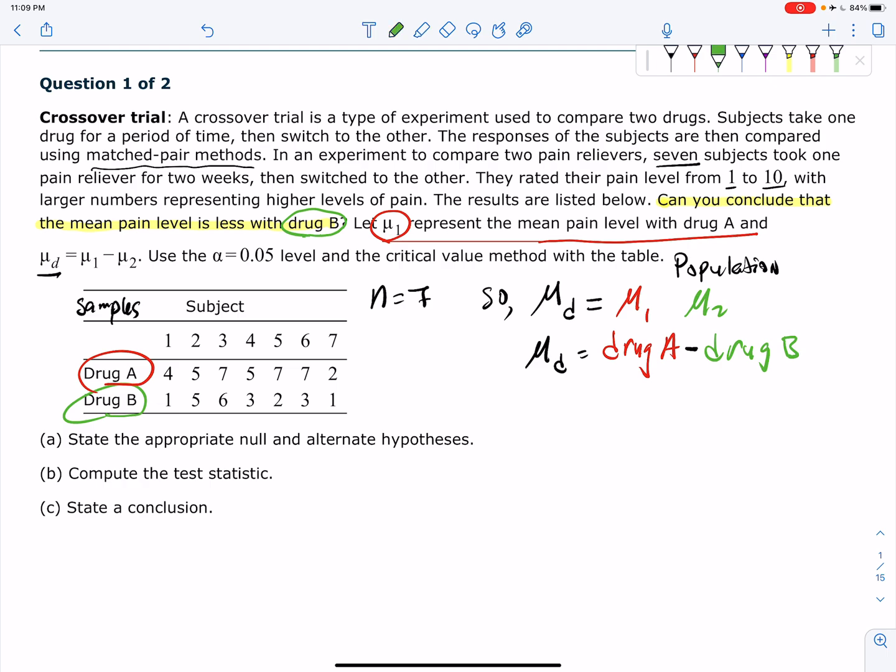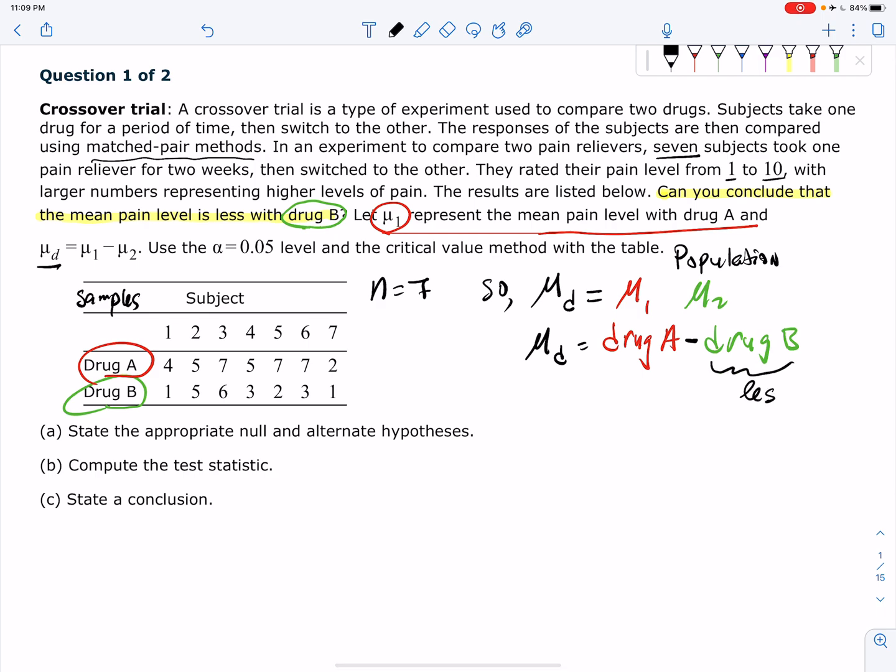Well, if drug B, can you conclude that this is less? For that to be less, pay attention to that subtraction symbol there, right? So if drug B is less, that's going to be a larger number minus a smaller number. If you have a larger number minus a smaller number, that's going to be something bigger than 0. Let me say that again. This is kind of a tricky part. It says, can you conclude that the mean pain level is less with drug B? So I know that 11.3 is all about these paired differences.